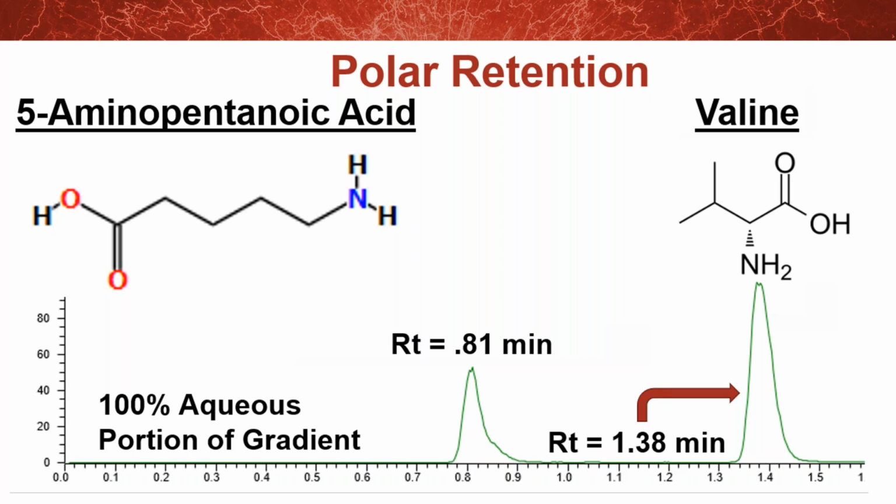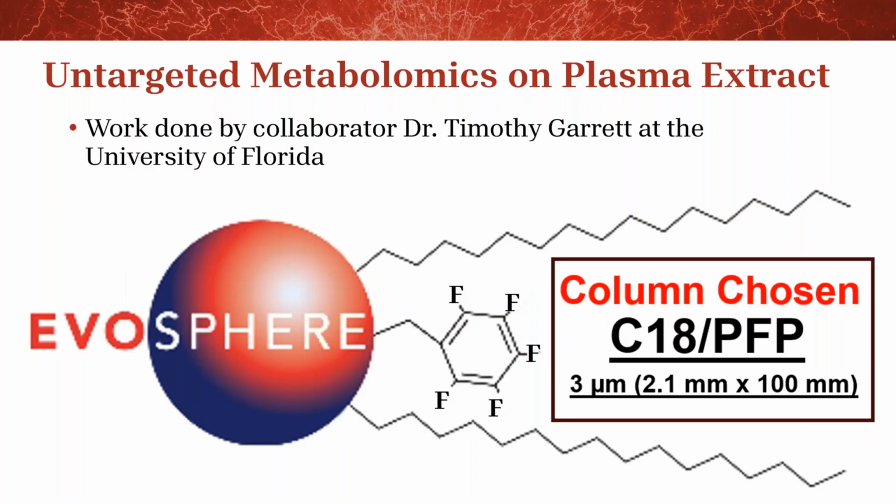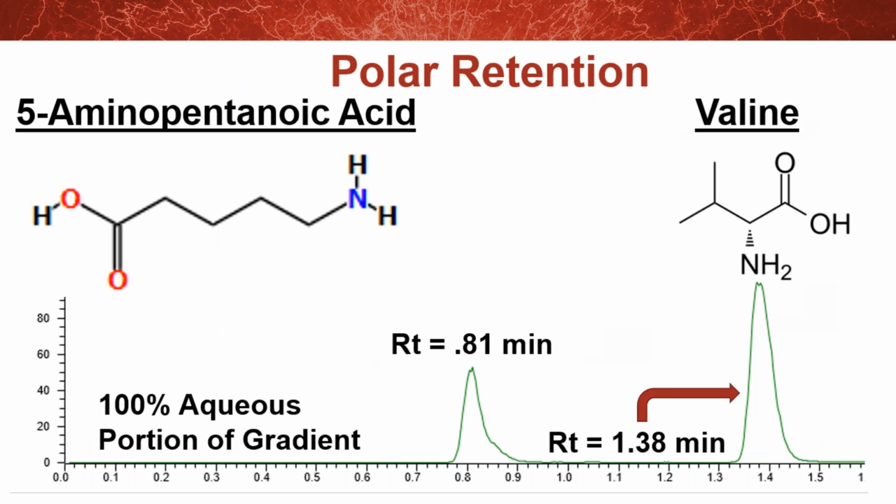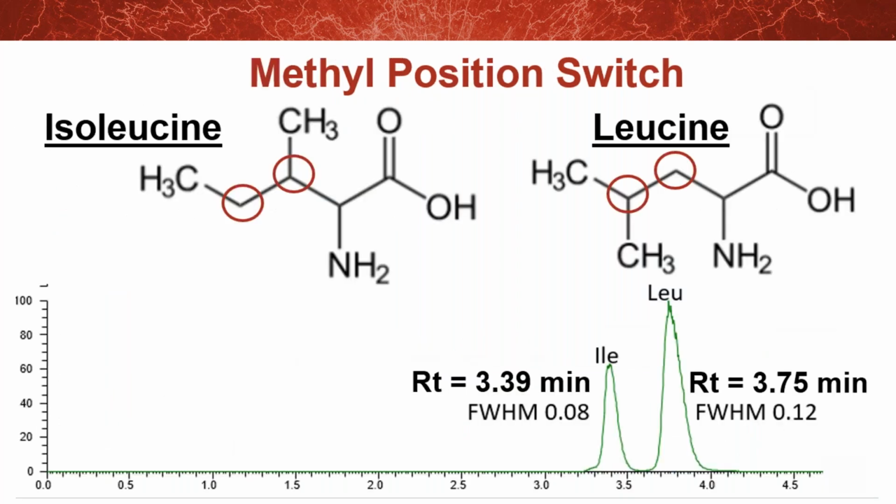So being able to retain 5-aminopentanoic acid and valine in just formic acid is pretty exciting because you're really leveraging not only the higher surface area of the monodisperse particle, but also the phase chemistry. And we're getting baseline separation here. This is in the 100% aqueous portion of the gradient.